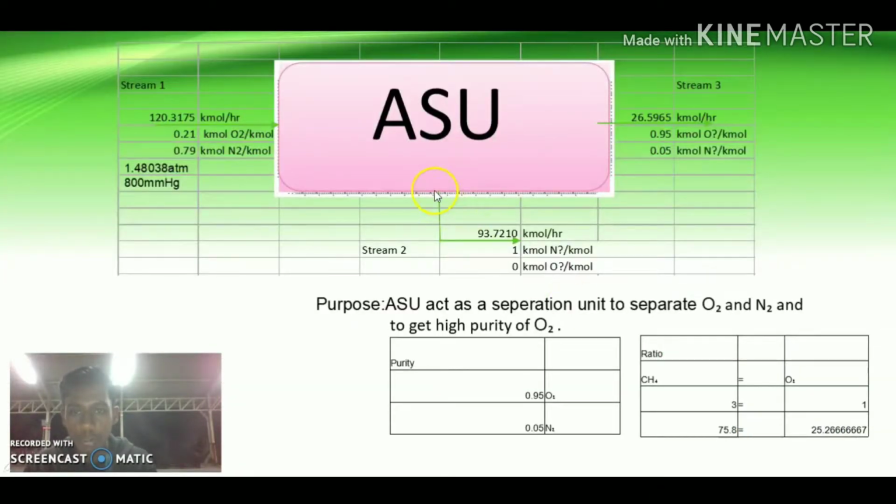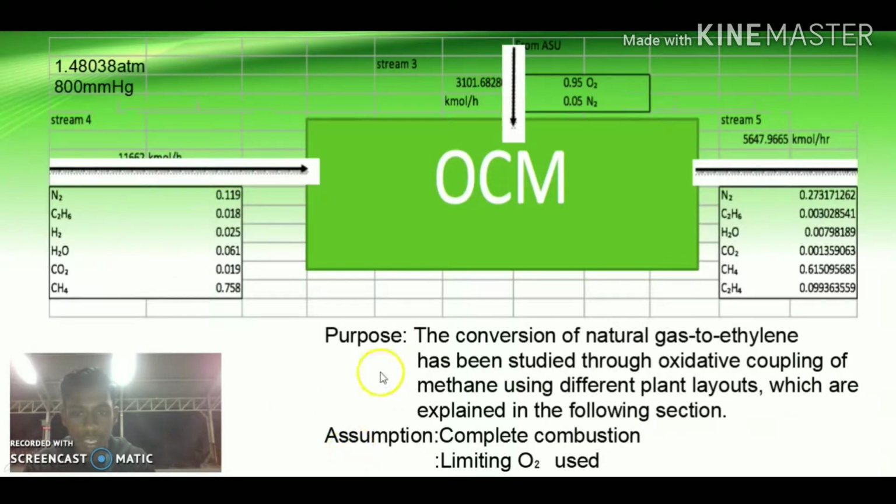Okay, so I will talk part by part. The first part is ASU. This will be my inlet and this will be my outlet. There are two outlets from ASU. The purpose of ASU is to separate oxygen and nitrogen and to get a high purity of oxygen. The method of calculation is, first I found the purity of oxygen and nitrogen from the journal and I use the ratio of methane to oxygen, which is 3 to 1.